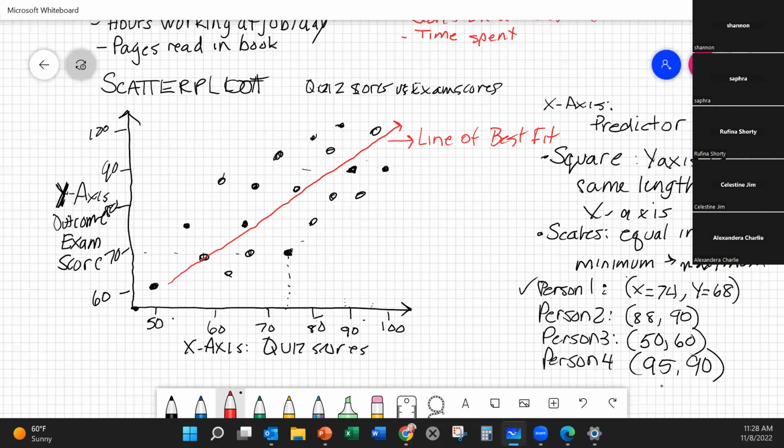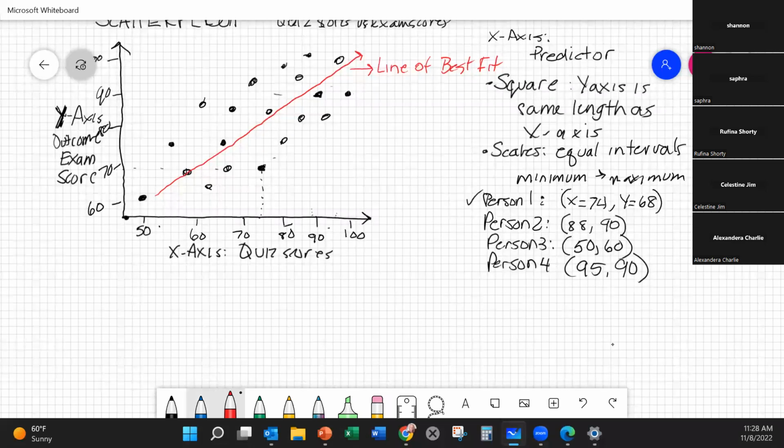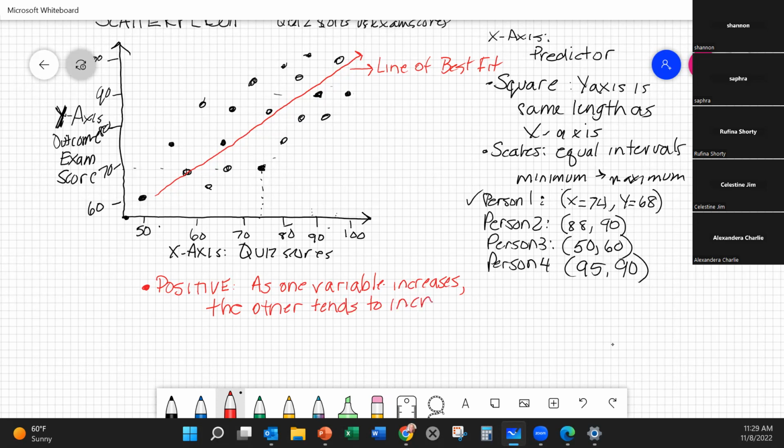The first piece of information that we can find is whether the line goes in an upward or a downward direction. So in this case, we can see that the line of best fit goes in an upward direction, and that means the relationship between these two variables is positive. Positive just means that as one variable increases, the other tends to increase. We can draw one variable increase, the other variable increases. And likewise, as one variable decreases, the other variable decreases. They're going in the same direction.